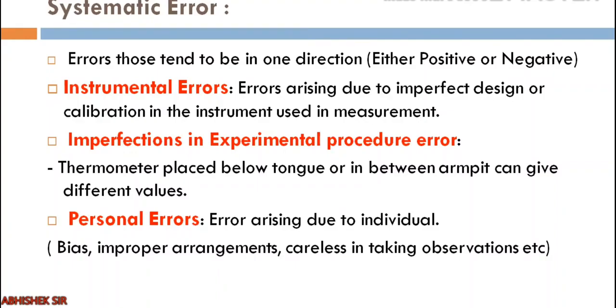And lastly, personal error. Error arising due to individual biasness, lack of proper setting of apparatus, or individuals' carelessness, right? So these also affect the measurement, right? Bias means any pre-thought that we keep while doing the experiment. Improper arrangement can also be there. That also depends on the skill, how skillful the person is, and carelessness in taking the observations can also affect.